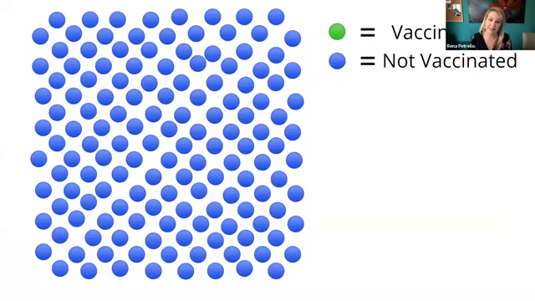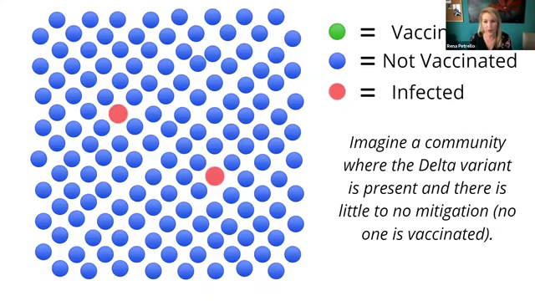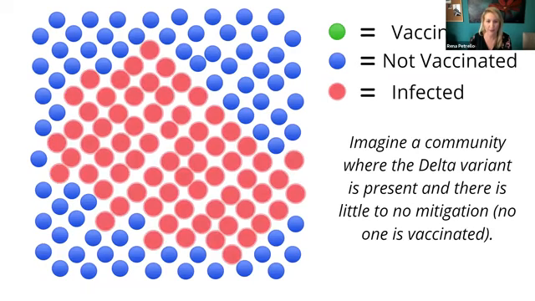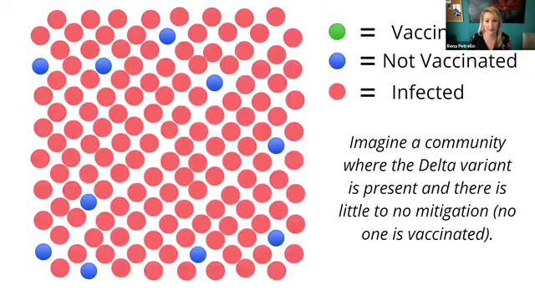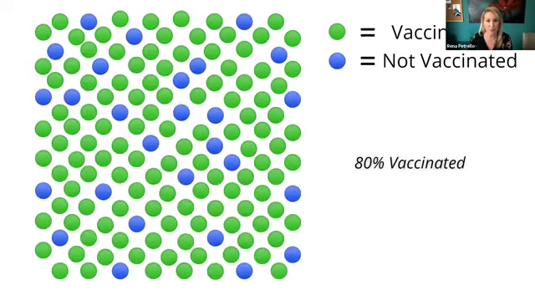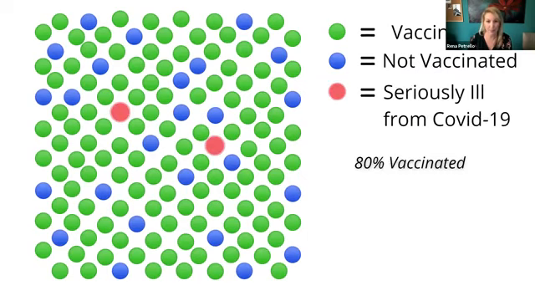Now, let's look at this another way. Suppose we looked at a hypothetical outbreak of COVID-19 where there are no mitigations or protections in place, and the Delta variant is present. You can see how quickly the virus would spread, with some people mildly ill and others seriously ill. Now consider a community where 80% of the people are vaccinated against COVID-19. Now, if there is an outbreak, far less people will be vulnerable to serious disease and hospitalization due to the increased level of protection in the community at large.